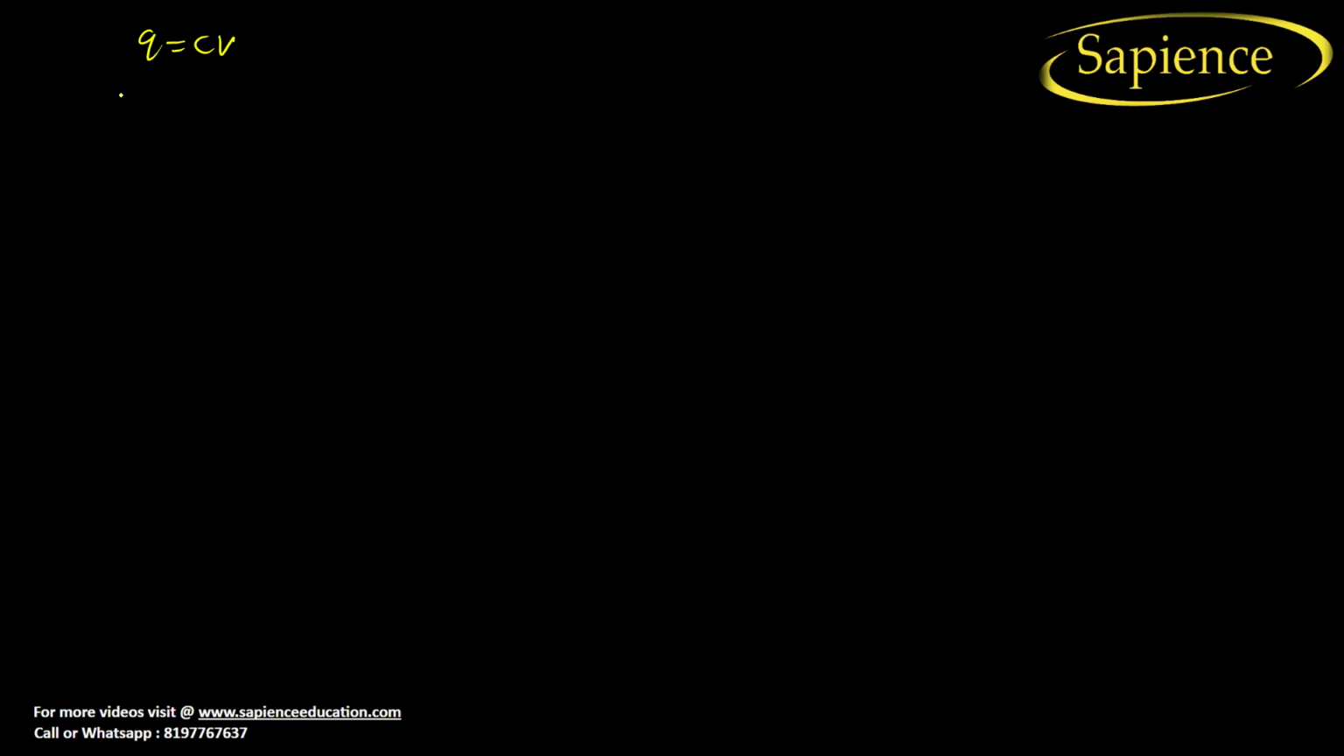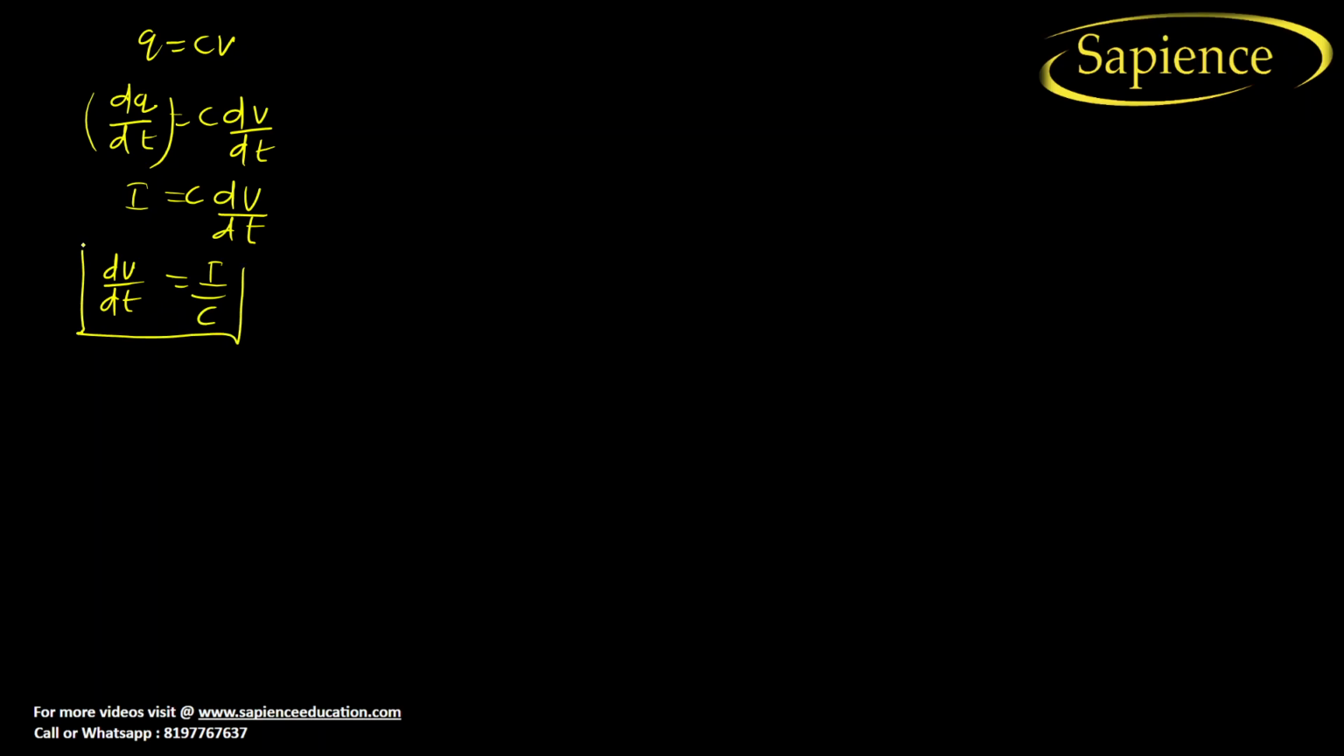Now differentiate both sides with respect to time. So this will be dq by dt equal to C dV by dt. Now we know very well that the rate of change of charge is equal to current, so I is equal to C dV by dt. From here, we can easily say that dV by dt is equal to I divided by C. This is the formula we need. Just put the values.